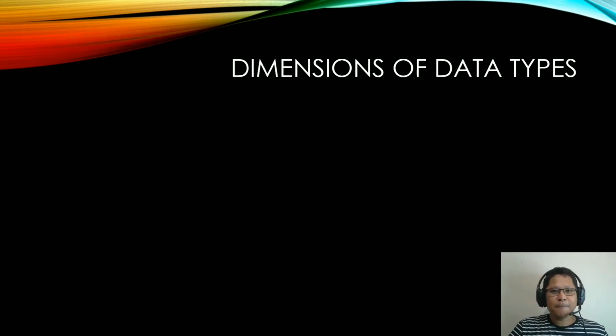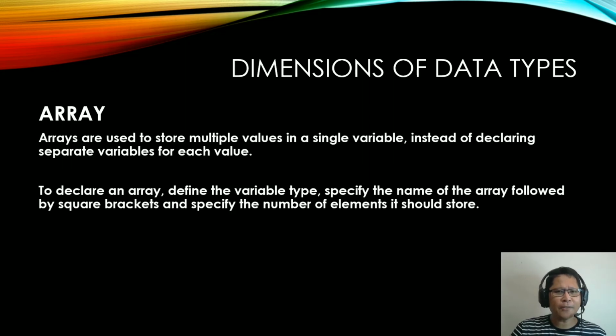So now let's proceed with the dimensions of data types. Array. So what is an array? Arrays are used to store multiple values in a single variable, instead of declaring separate variables for each value. To declare an array, define the variable type, specify the name of the array followed by square brackets, and specify the number of elements it should store.